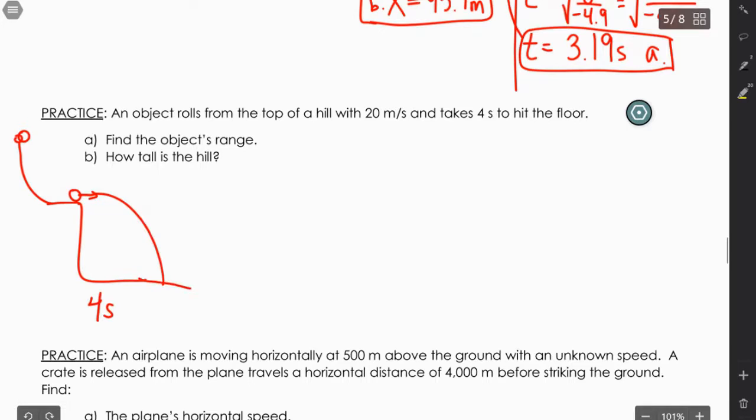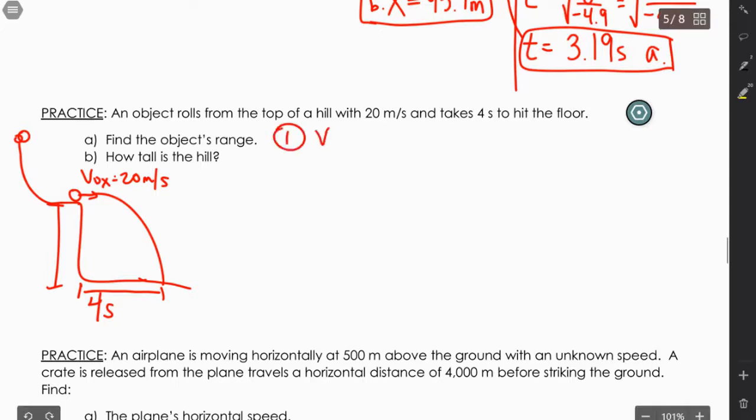We know that it's coming off horizontally at 20 meters per second. And we're asked to find how far out it traveled, and then how far down, how tall is the cliff or the hill. So again, just follow our steps.